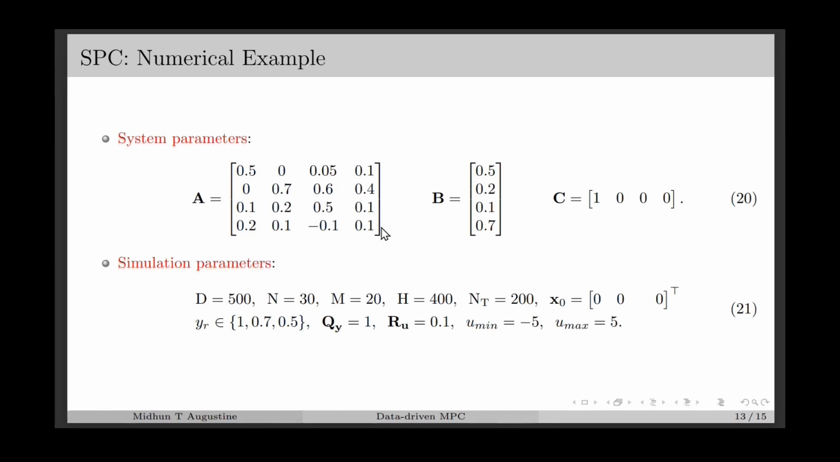The simulation parameters for SPC are chosen as in equation 21, in which we select capital N equal to 30, and in the simulation, the capital M or the past horizon is chosen different from the prediction horizon. And even if we are using a different value of M, the same equation which we derived in the SPC can be used here as well. And the value of capital H is chosen as 400, and the weighting matrices for the MPC are chosen as here.